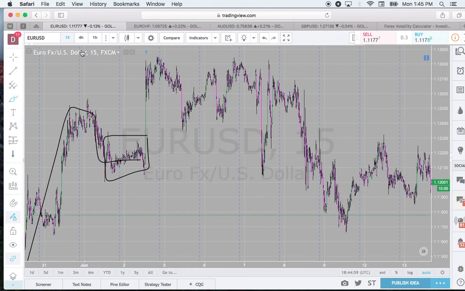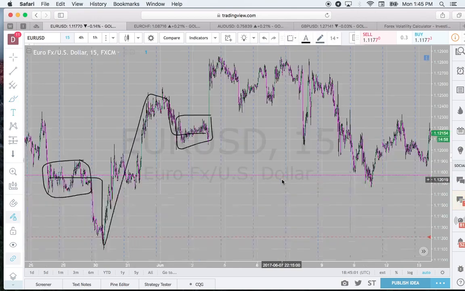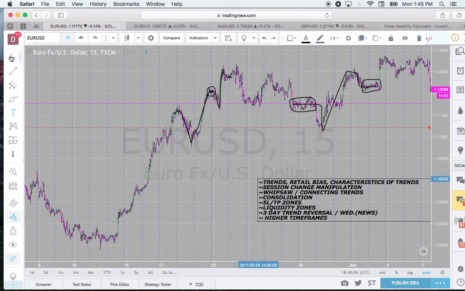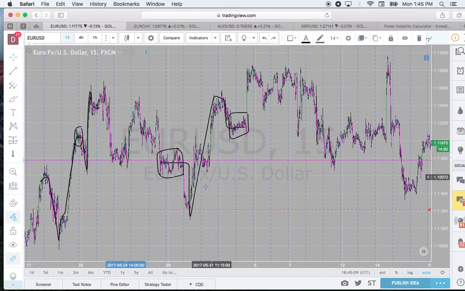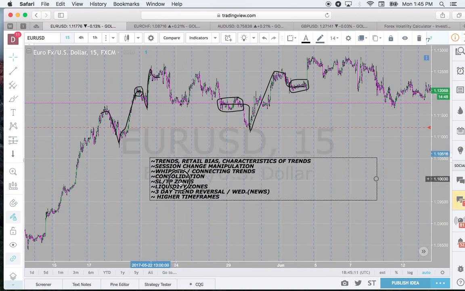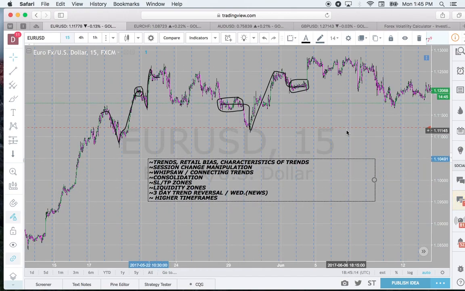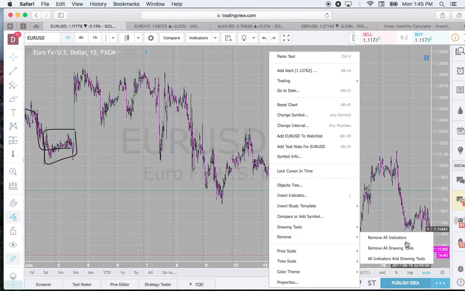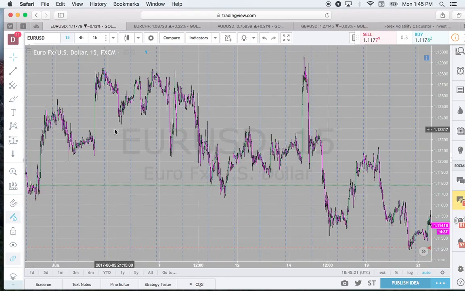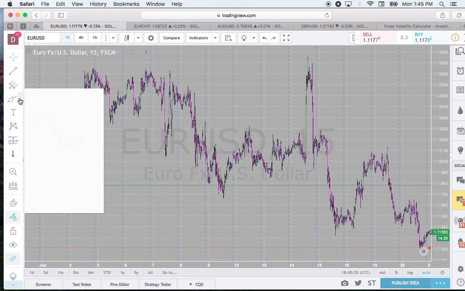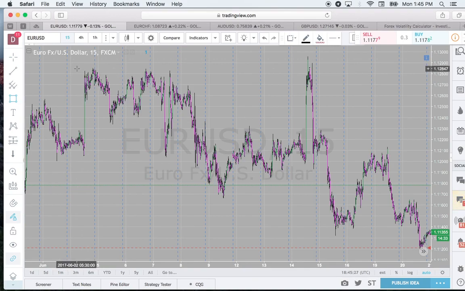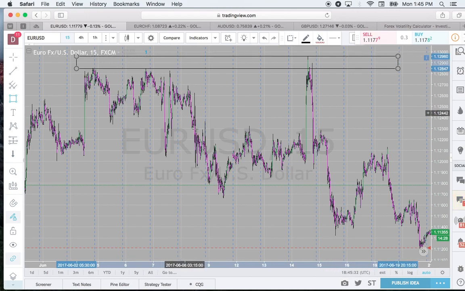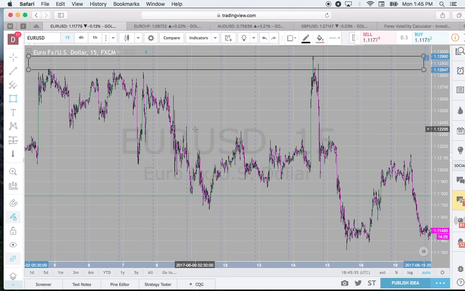So, let me pop up our next topic. I've covered quite a bit, but let's go over liquidity zones for a second. It's quite a lengthy topic, I think, and somewhat hard to explain, but hopefully you guys will understand it the way I explain it.